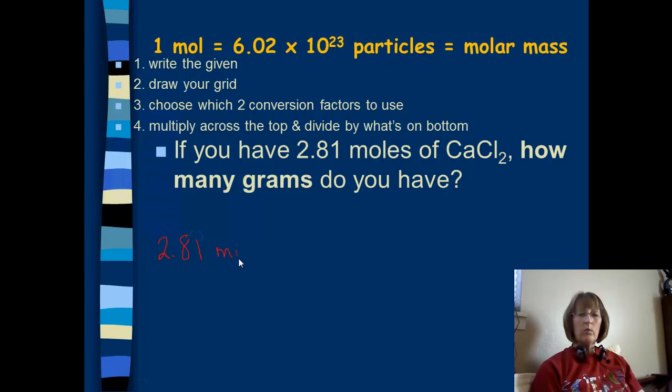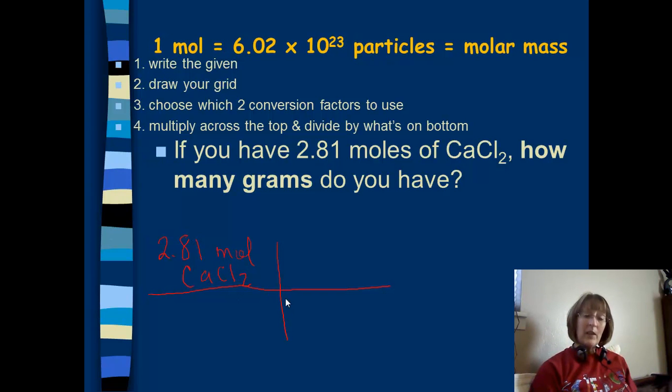2.81 moles of CaCl2. How do I know that's calcium chloride? Name the first element. Name the second element with the ending changed to IDE. Okay, step 3, choose which two conversion factors.